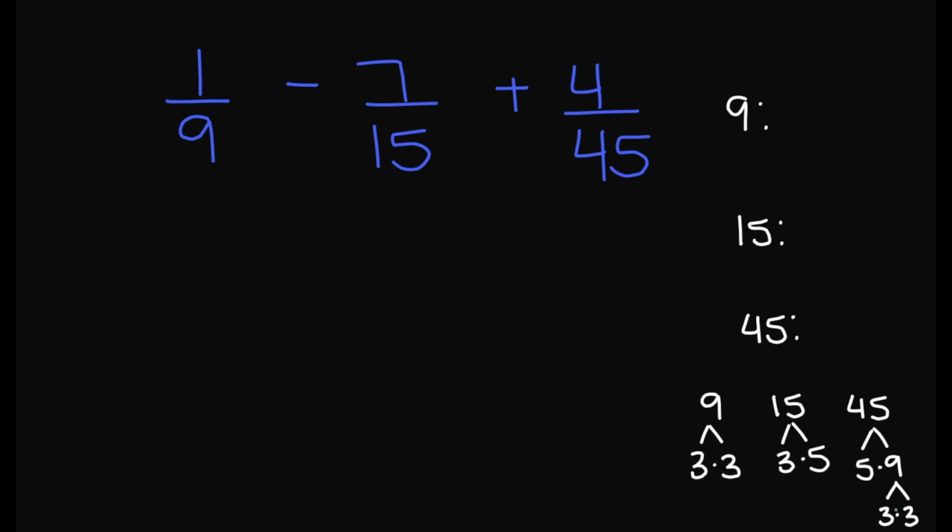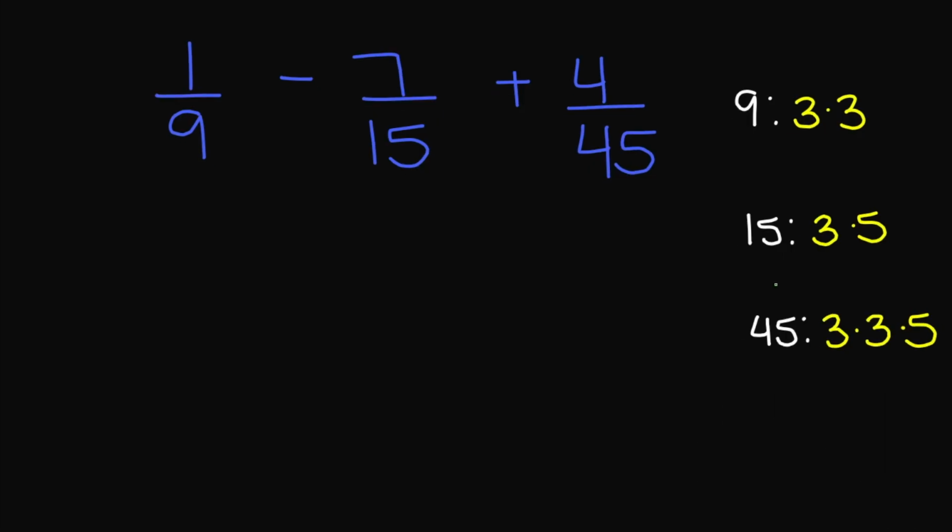So let's go ahead and write these down. So my 9, we said 3 times 3. We simplified that. 15, we have 3 times 5. And then 45, we have 3 times 3 times 5. Now let's find our least common multiple. We are looking for a match of 2 or more.